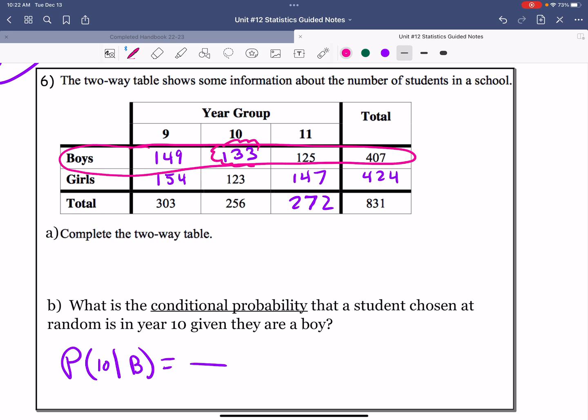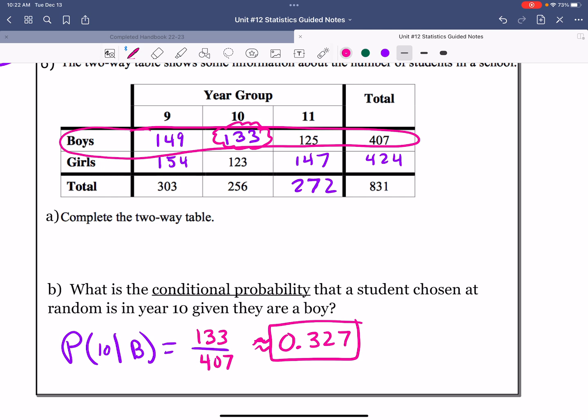Year 10 is 133 out of the total 407 for boys, which gives us approximately, calculate that, 0.327. That's the probability that a student chosen at random is in year 10, given that they are a boy.